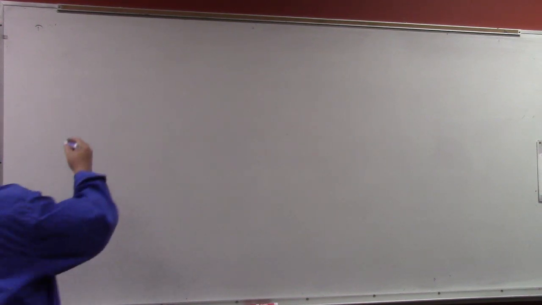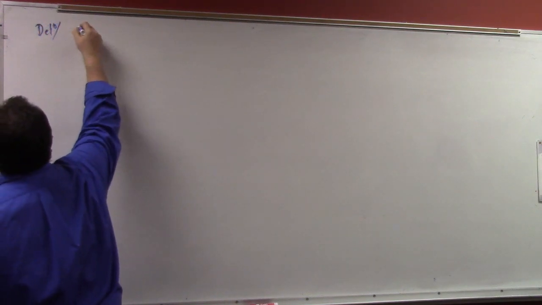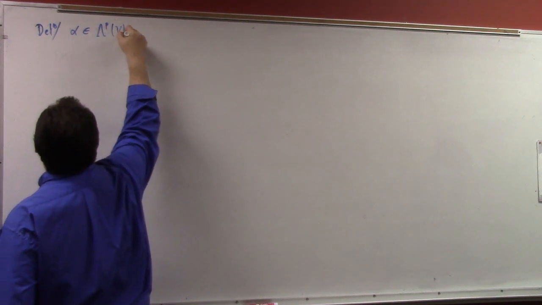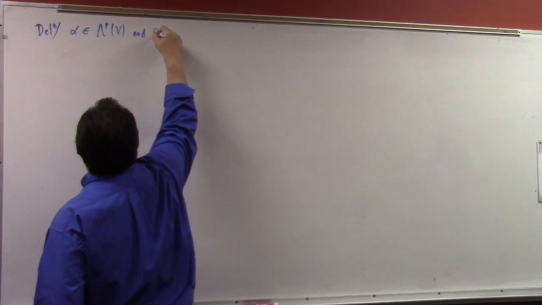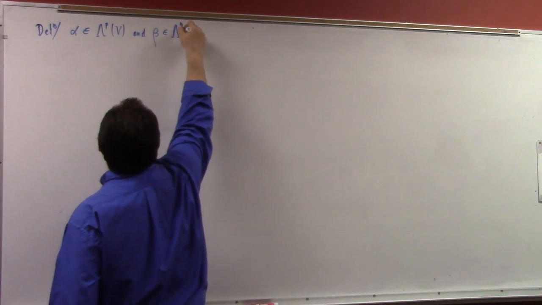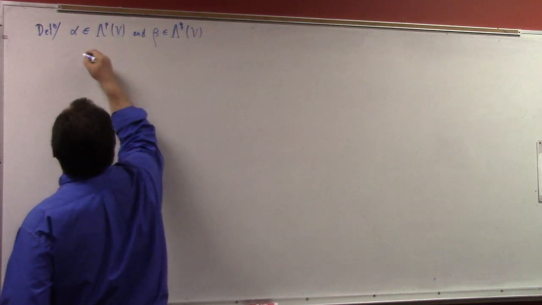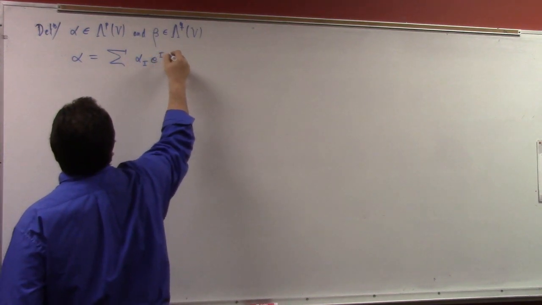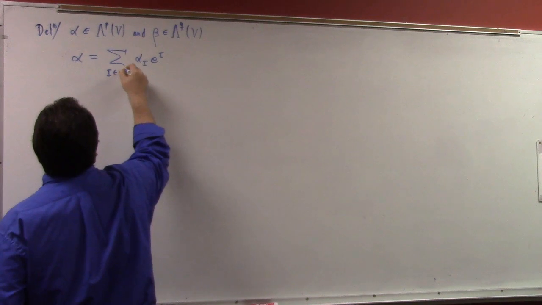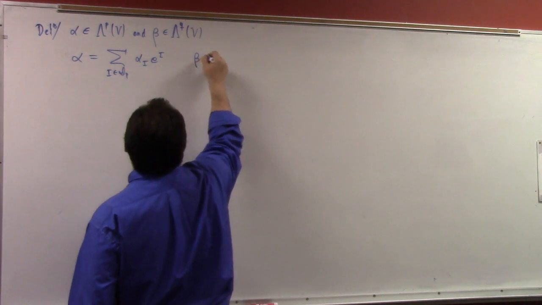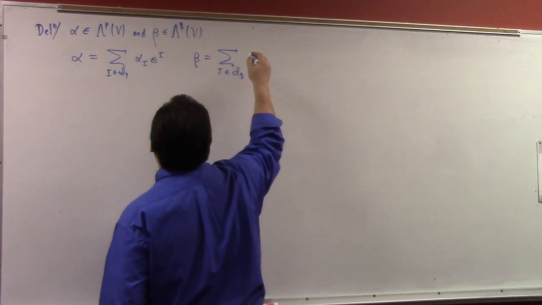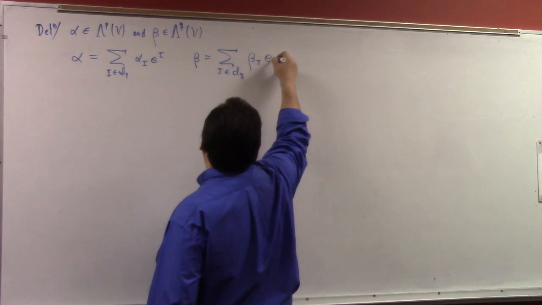All right? So suppose, we should use alpha and beta here, I have alpha, let's say it's a p-form over V, and beta, let's say, is a q-form over V. So that means that we can write alpha as the sum over I in increasing p of alpha I, E upper I, and beta as the sum over J in q indices of beta J, E upper J.